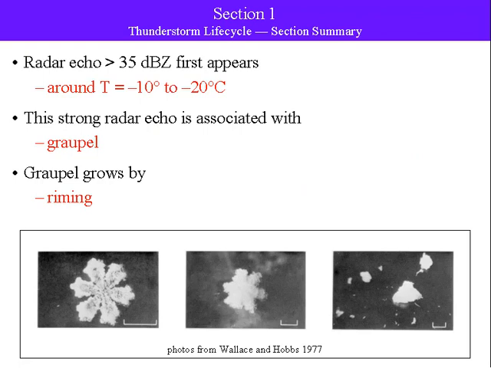So in summary here, thunderstorm life cycle section, remember that the radar echo greater than 35 dBZ first appears around minus 10 to minus 20 C, and that this strong radar echo is associated with the formation of graupel, and that graupel grows by riming. These are going to be very important principles for the electrification section of the session, which comes up next. And at this point, I'll be turning it over to Dan Lindsay, who will be talking about the physics of lightning production.